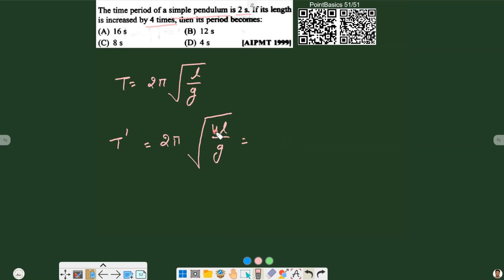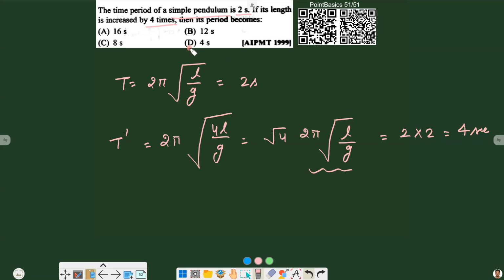This will be written as root 4 outside, 2 pi root L by g. Now this time period is 2 seconds, so this is also equal to 2 seconds. So root 4 is 2, into 2, it will become 4 seconds. So option D is the right answer here.